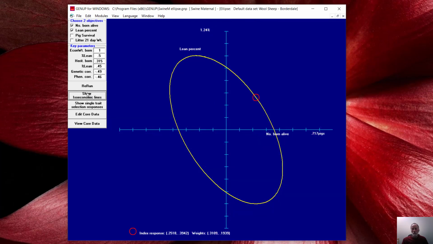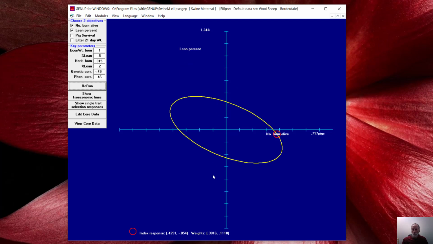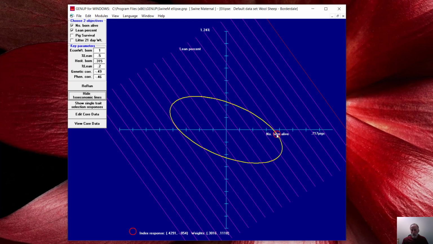Let's switch those off and consider what would happen if we reduced the heritability of lean percent and run it again. Well, of course, you don't have the ability to make so much response in lean percent. And that's why we get the ellipse flattened in this way. And the selection index is still doing the best thing. So if we show the isoeconomic lines, this is the point that the index chooses.